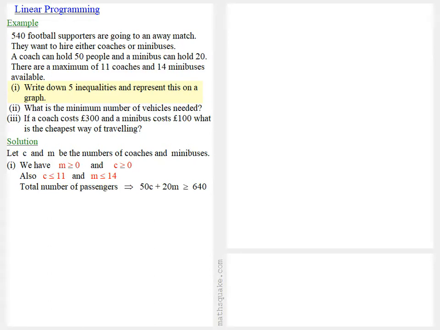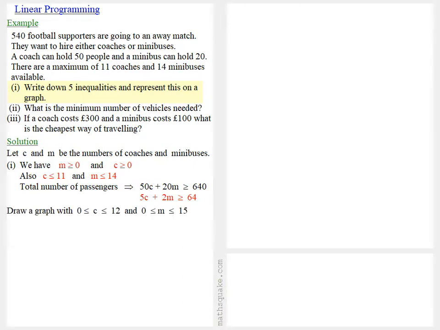Now, the total number of passengers that can be carried is 50 per coach and 20 per minibus. That's got to be enough to carry 640 people. So 50C plus 20M must be greater or equal to 640. We can divide all the way through by 10, and that gives us 5C plus 2M is greater or equal to 64.